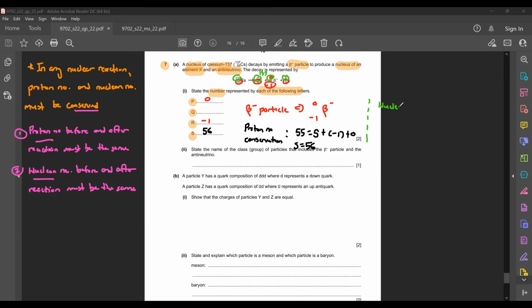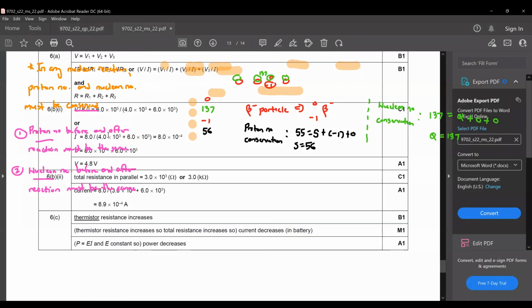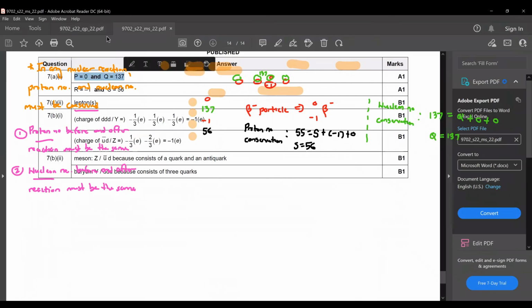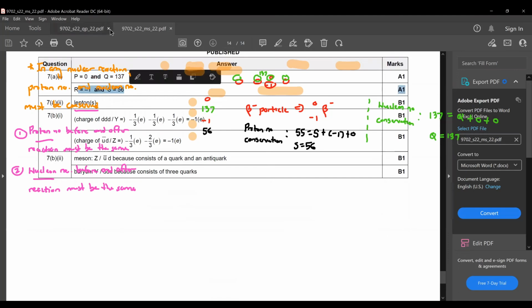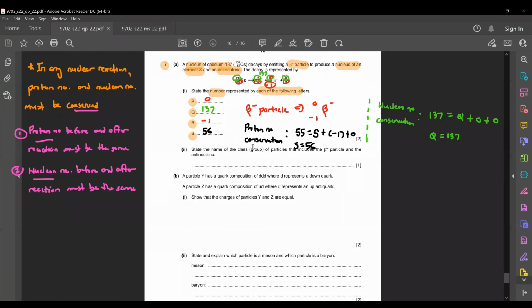If we talk about nucleon number conservation, before the reaction it was 137. After the reaction we have Q plus 0 plus 0. So Q would be 137. So 137 for Q. Let's check the answer. It will be 0 for P, 137 for Q, and then after that R will be -1, S would be 56. Okay, so we have the correct answer here.